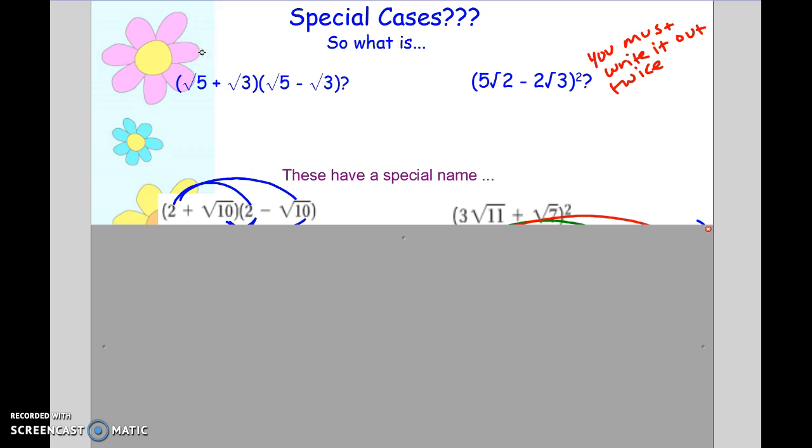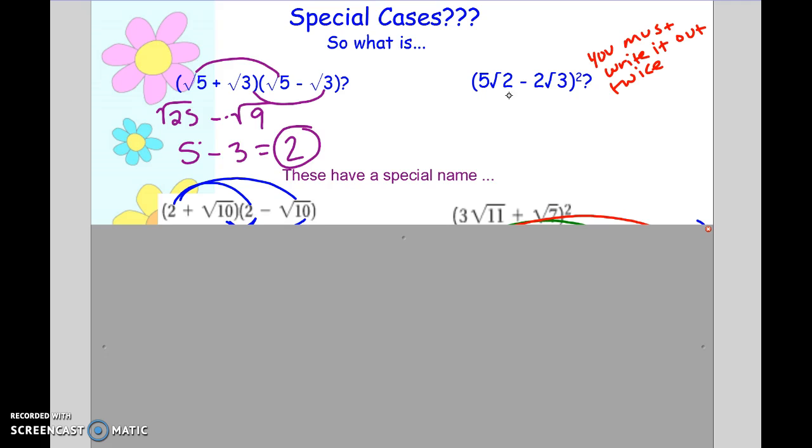So all I really have to do is first and last. And even then, I don't have to write square root of 25 because the square root of 5 times the square root of 5, it's the square root of 25, which is just 5. And the square root of 3 times the square root of 3 is the square root of 9, which is just 3. So my answer is 2.